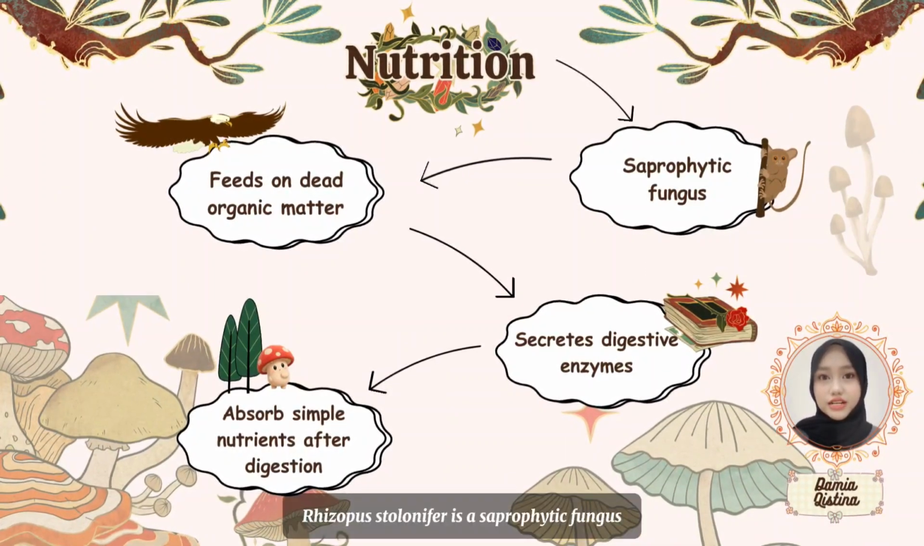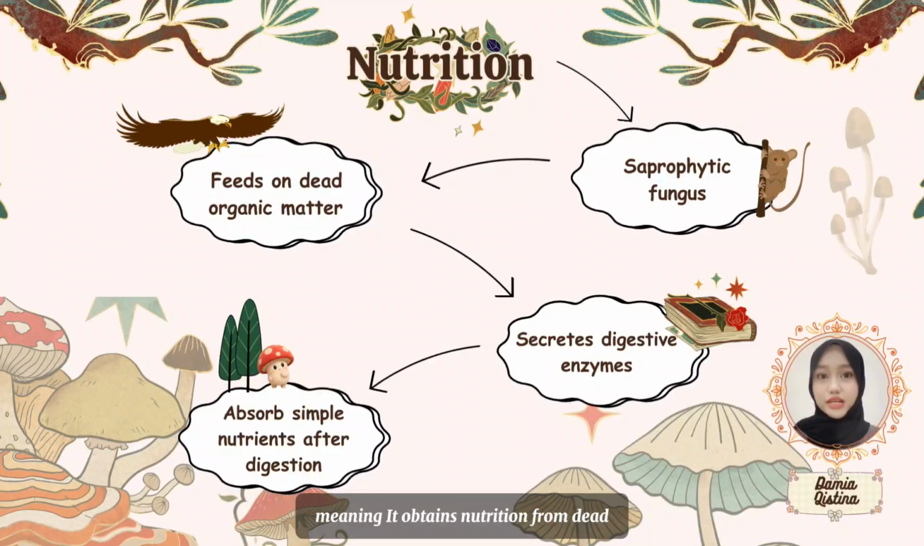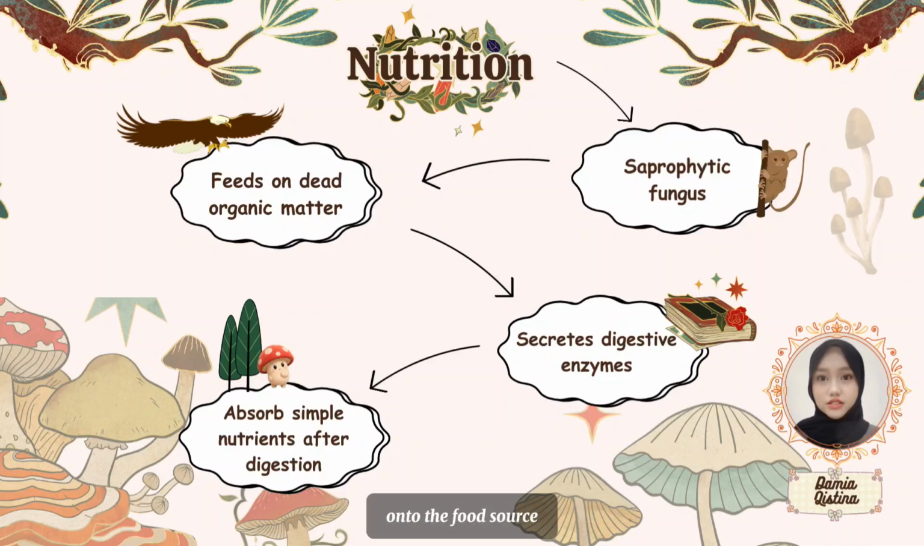Let's discuss its nutrition. Rhizopus stolonifer is a saprophytic fungus, meaning it obtains nutrients from dead and decaying organic matter. It begins by secreting digestive enzymes onto the food source, breaking complex organic substances into simpler molecules through external digestion. The fungus then absorbs these simple nutrients through its hyphae to support its growth and reproduction.